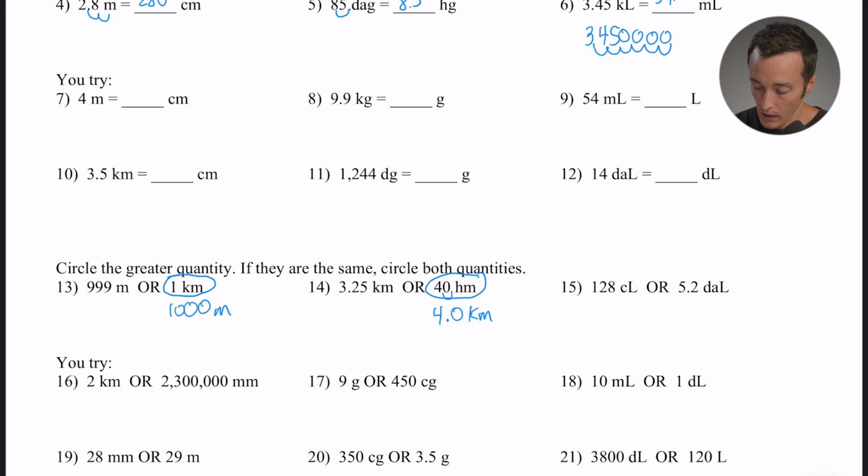Okay. All right, let's do one more here. We've got 128 centiliters or 5.2 deciliters. Okay, so I'm going to take this 5.2 and I'm going to convert it to centiliters. And if I converted that correctly, we've got 5,200 centiliters. And so the question is, which one of those is bigger? Well, obviously, this one is. Okay, so on those last ones, 16 through 21, pick whichever one you think would be easiest, and convert it to that other unit of measurement and then compare them.